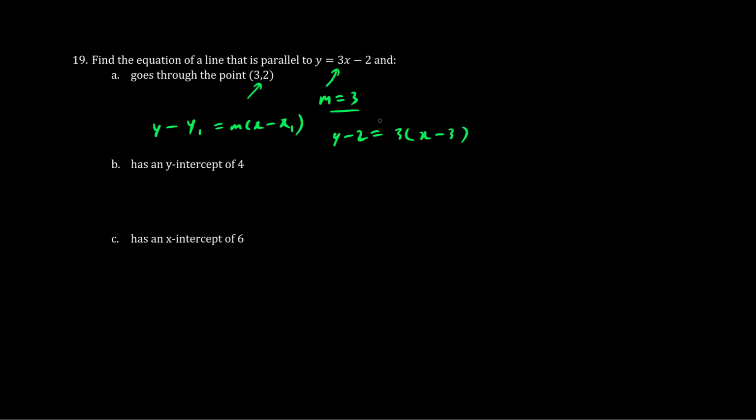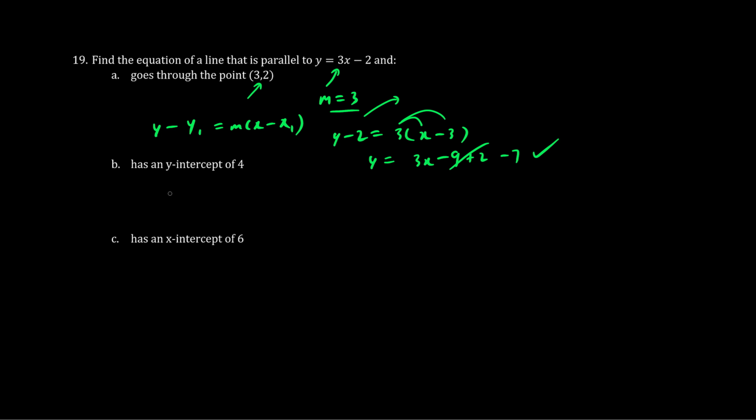And so this here is technically an equation. If you really want to have slope-point form, you can use distribution. y equals 3x minus 9. The negative 2 thrown over becomes a plus 2. Negative 9 plus 2 is negative 7. So we also have this form here.